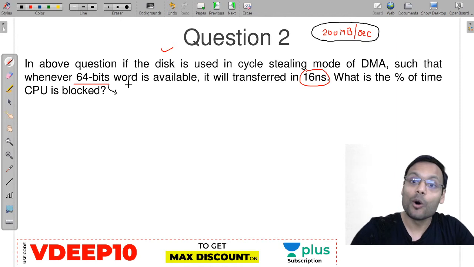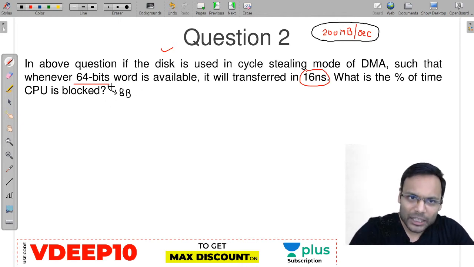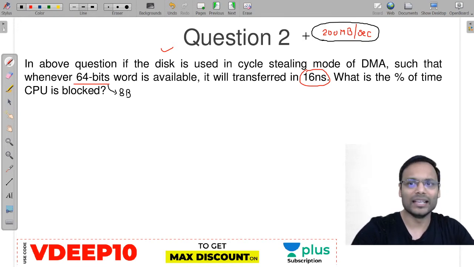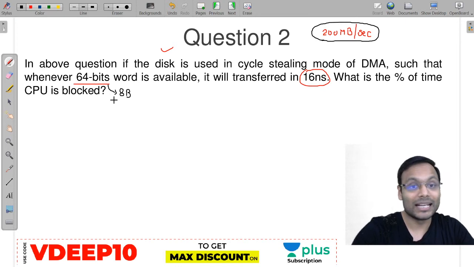64 bits means how many bytes? 64 bit, how many byte? 8 byte. So I will check how much time it will take to prepare 8 bytes with this speed. With that speed, how much time is required?